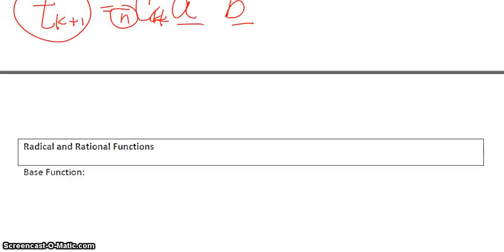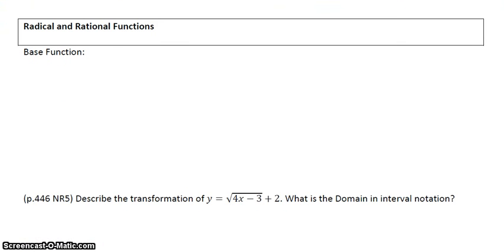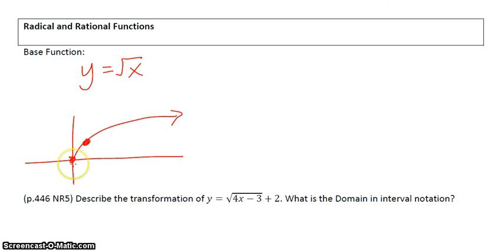Okay, so let's move on to the next chapter. The next unit is on radical and rational functions, so two kinds of function. A radical function is anything with square roots. The graph looks like this. It starts from (0, 0), and then goes to (1, 1), and it goes like this. It has a starting point.